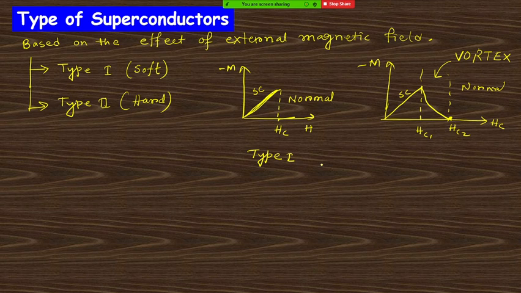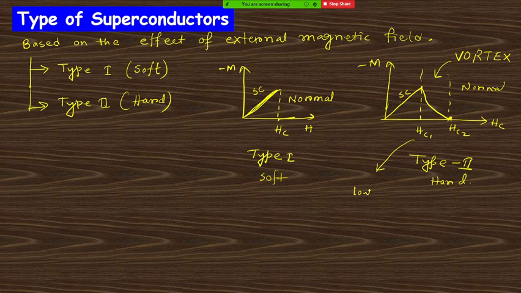This is called the vortex state, in between these two. After a certain magnetic field, the magnetization reduces, but not to zero suddenly. In type 1, it goes to zero suddenly. In type 2, it does not go to zero suddenly. That's why this is called soft, because its magnetization suddenly goes to zero, but here the magnetization does not go to zero with the critical magnetic field. Okay, that's why this is called hard and this is soft.